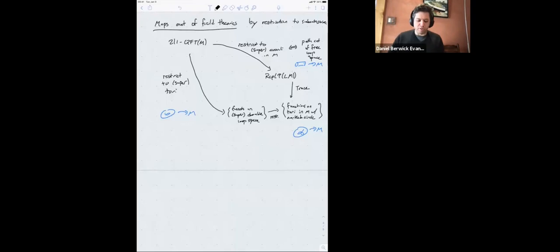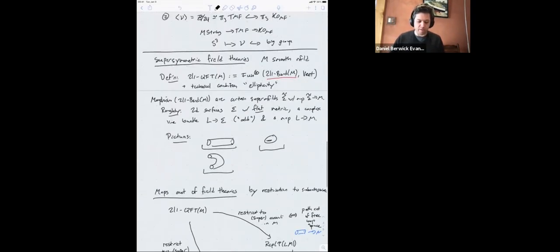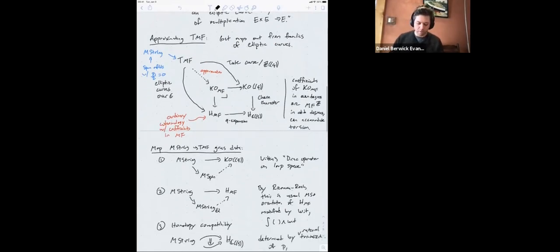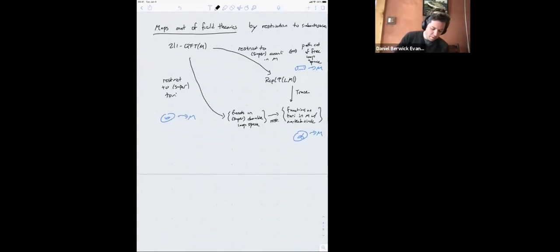Okay, so this is supposed to be drawn to remind you of a diagram we saw earlier, this one involving TMF, where you mapped out of it in different ways, and there was a compatibility, and that gave you a map into some pullback. Well, the same thing's going to happen here. So the first proposition identifies these restrictions with cocycles for certain cohomology theories. So there are cocycle maps.